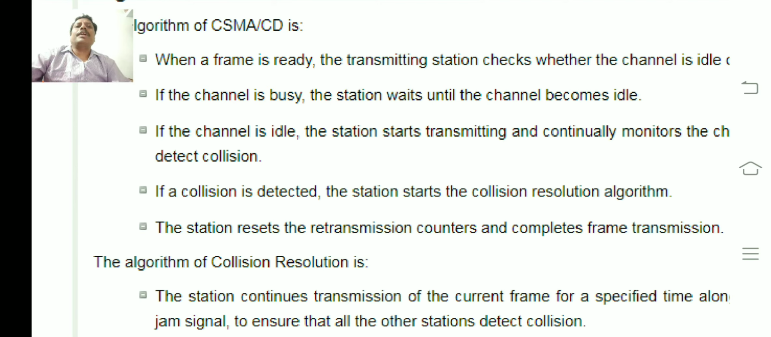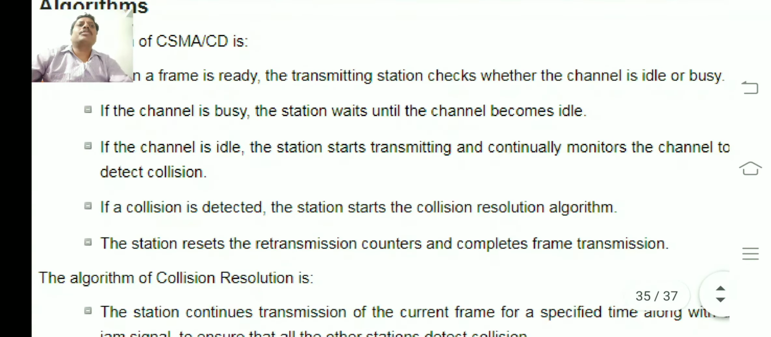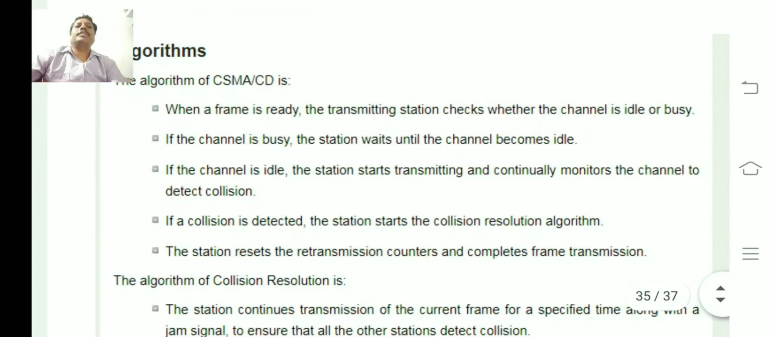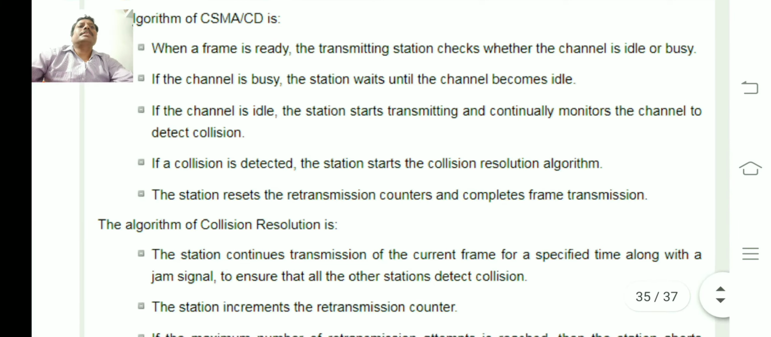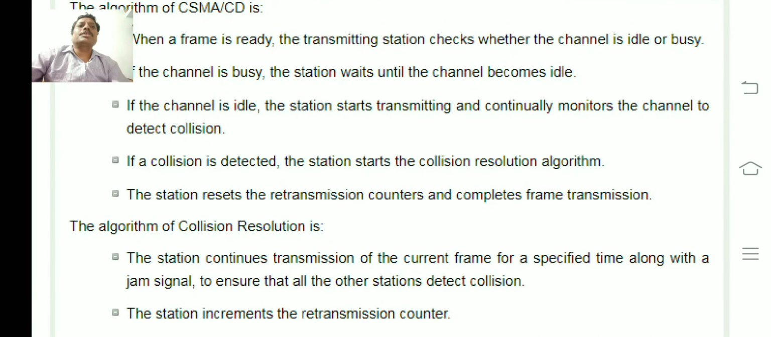If the channel becomes free, the station starts sending the data continuously and monitors the channel for collision detection also. Not just transmitting, while transmitting it is also going to detect collisions in the channel. Once the collision is detected, it starts the collision resolution algorithm.